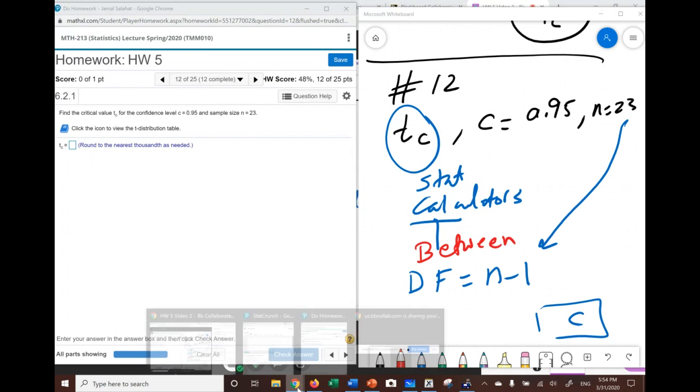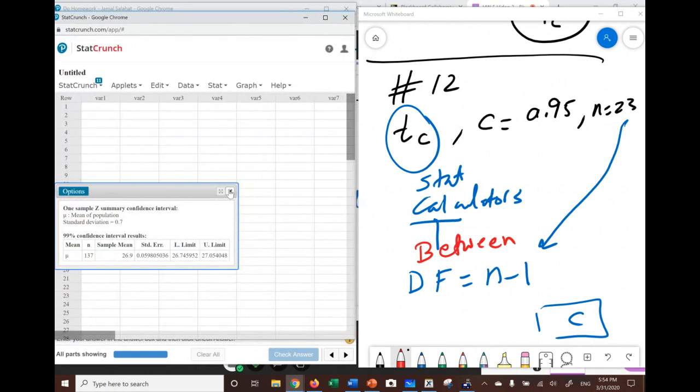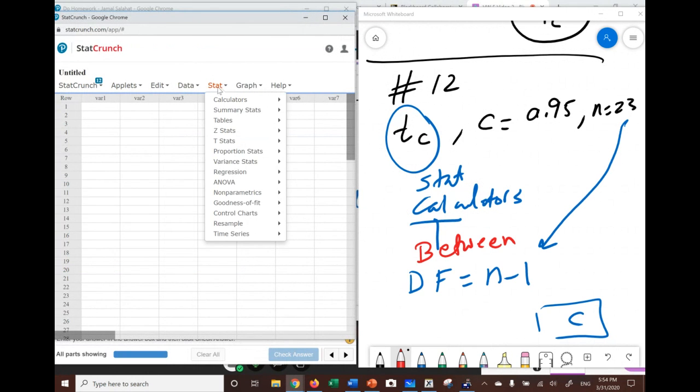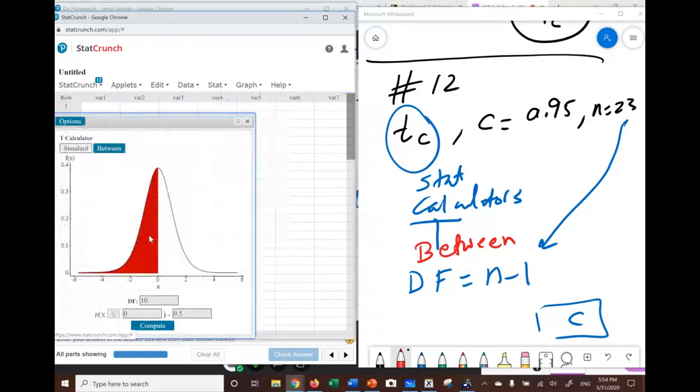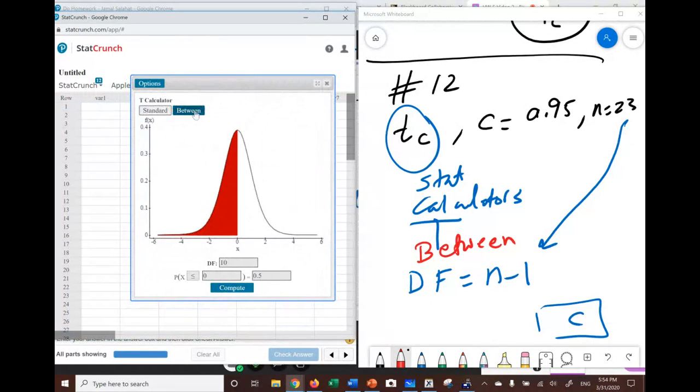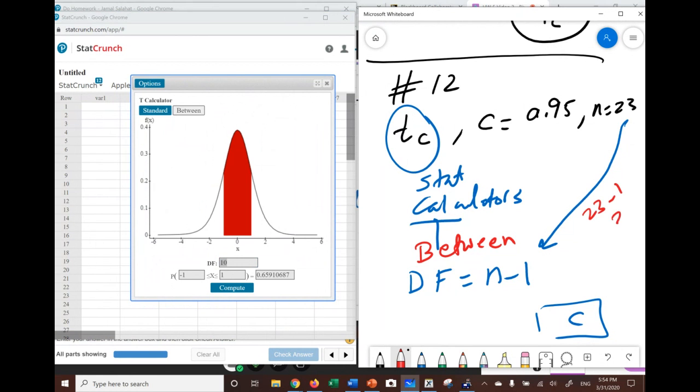So let me just go back to here and restart. Here is stat. You're going to go to calculators, and when you go to calculators, you don't go to normal. Normal is for Z. You go to T. Click the T, and you're going to get this window. Make sure it's between. So I did click the between. The degrees of freedom is always N minus 1. In our problem here, N minus 1 is going to be 23 minus 1, which is 22. So we're going to use 22 in this box here.